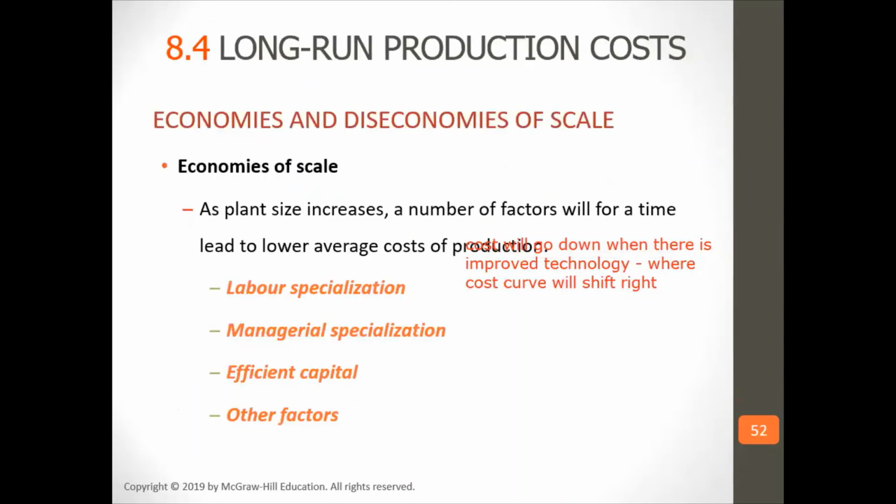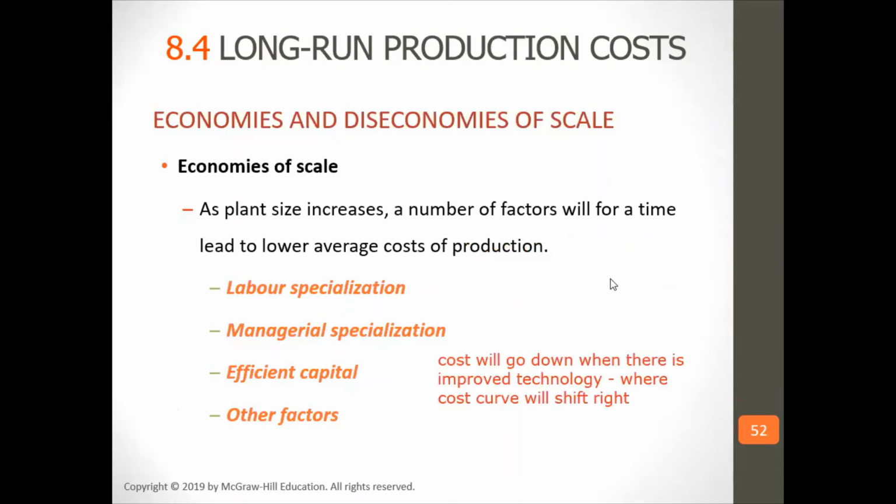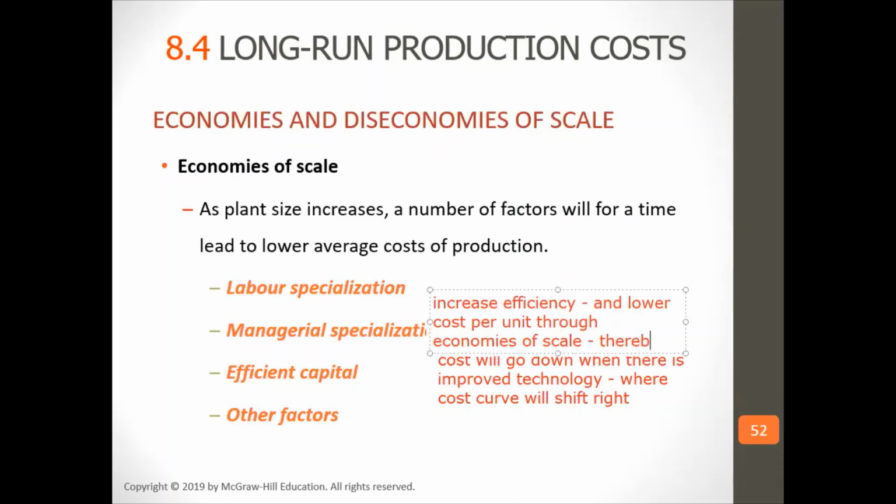So economies of scale. As a plant size increases, a number of factors will for a time lead to a lower average cost of production. So labor specialization, managerial specialization, and efficient capital will all increase. So this will all increase efficiency and lower cost per unit through economies of scale, thereby increasing profit.